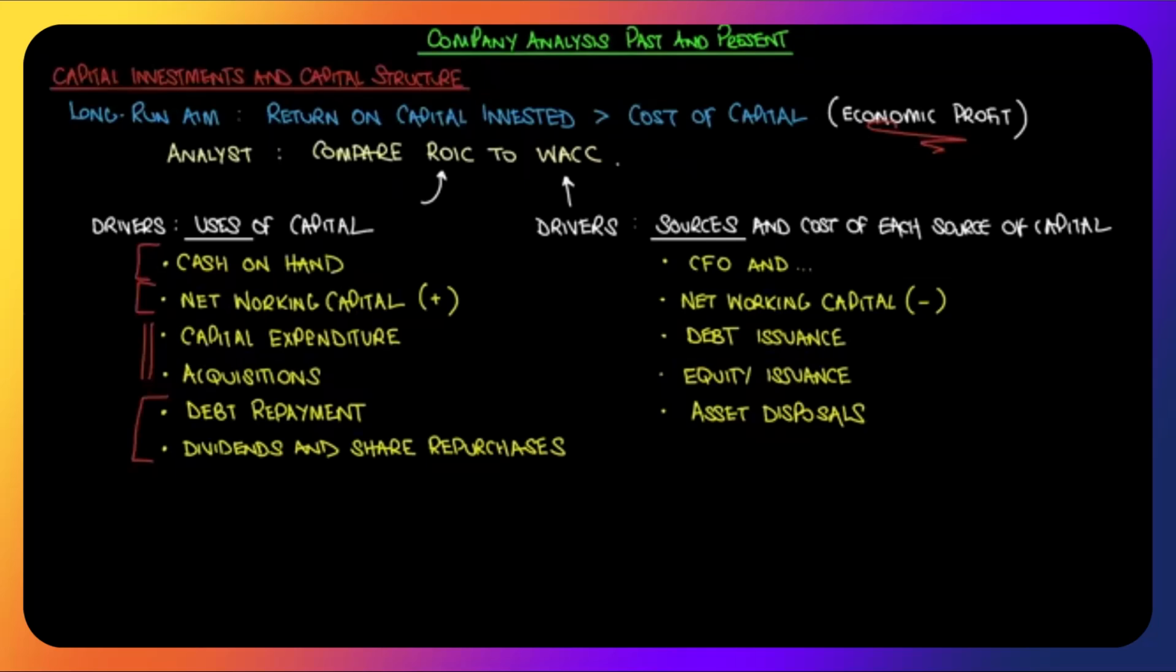What drives your WACC? Well, the sources of capital you're using and the cost of each source. Where's it coming from? Maybe CFO. Hopefully, if things are going well, you are generating positive CFO, and you can fund CapEx projects, acquisitions internally. CFO, and it says net working capital if that net working capital is negative. It's working for you. You are effectively using your suppliers to finance your business.